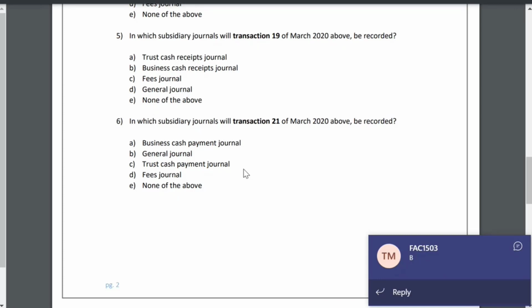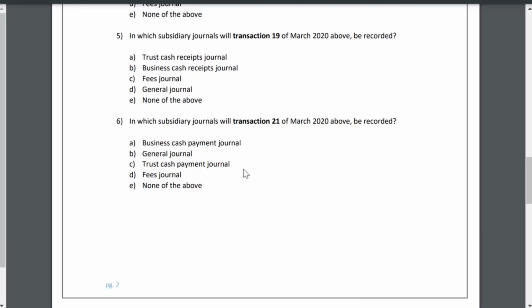So guys, Elisha is saying B, Faith B, Karabo B, and Tepiso B. Yes, guys, well done. The answer is General Journal.